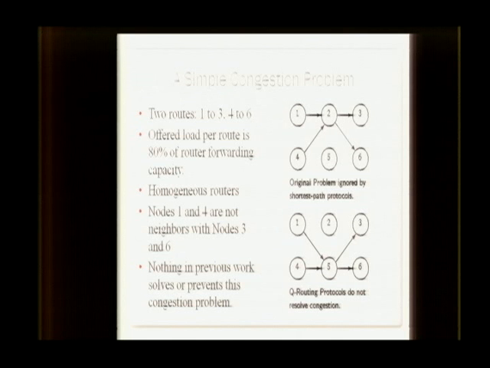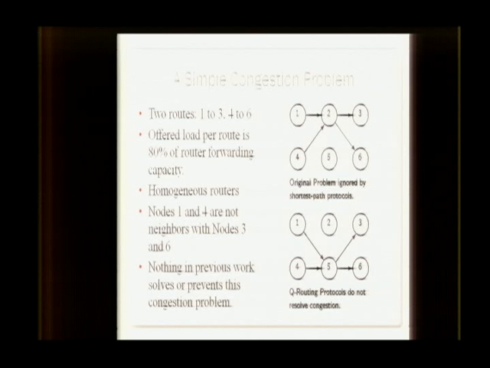Just in this one example, the router forwarding capacities happen to be homogeneous. They don't have to be, but in this case they are. Nothing in the previous work solves or prevents this congestion problem. If we had a shortest path protocol, it is perfectly happy with the top picture. It's not going to even try to modify it.